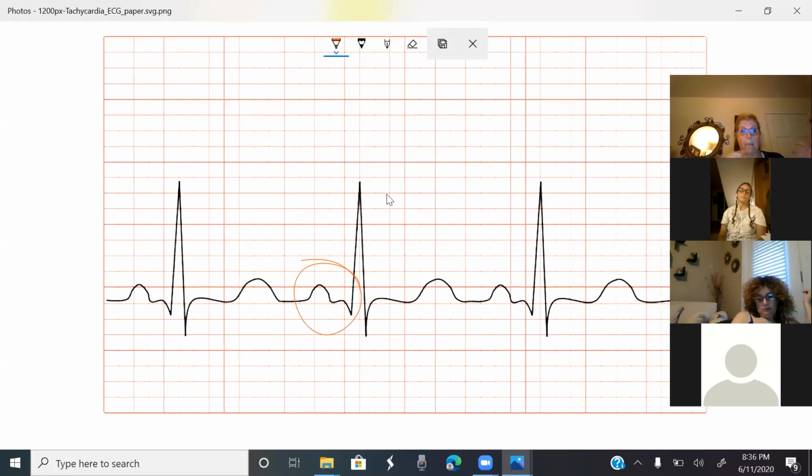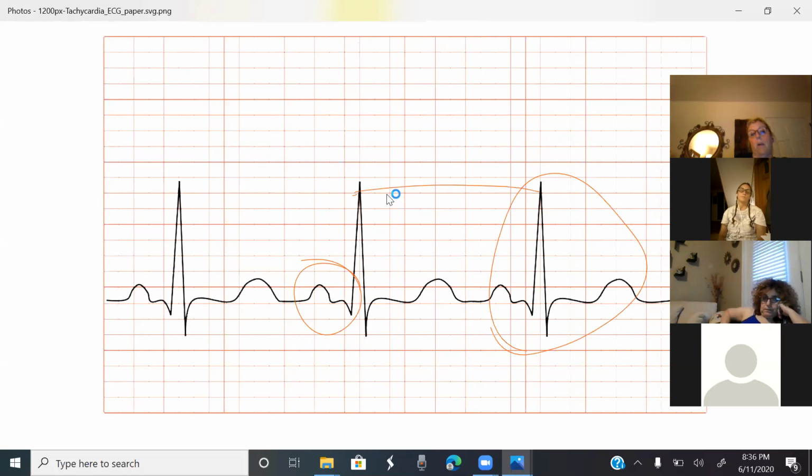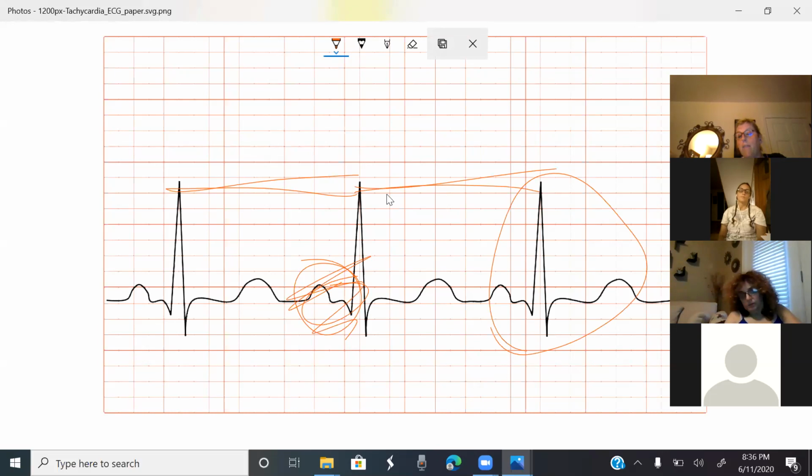Why is it slow? Maybe I'm an athlete. Maybe I'm so in shape that my heart doesn't really have to beat hard to sustain. Maybe I'm on a medicine that makes my heart slow. Maybe I have a heart problem. My heart is still beating normally, but there is something causing it to beat slow. Because this is a normal heartbeat, right? We have all our parts. It's regular, it's doing what it should, except for our block, but we're not going to talk about that right now. This is coming from the sinus.